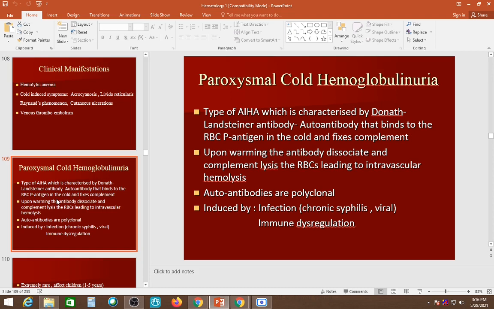The causes of PCH are usually induced by infection. Remember, chronic syphilis is one of them, if you can remember that. And viral infections, and the other is immune dysregulation.